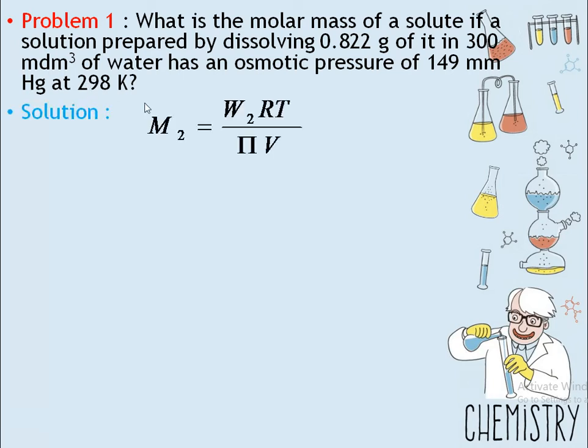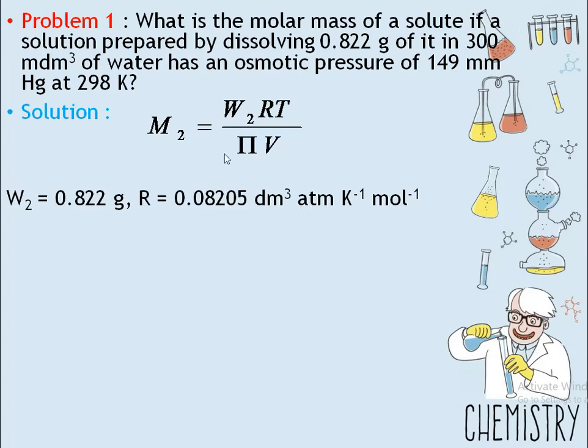So this is the formula for molar mass of solute, W2 RT divided by pi V. Weight of a solute is given, 0.822 grams. R is a constant. T is given 298 Kelvin, already in Kelvin. Volume is 300 milli dm cube or milliliter. We will convert this into liter or dm cube, so it is 0.3 dm cube.